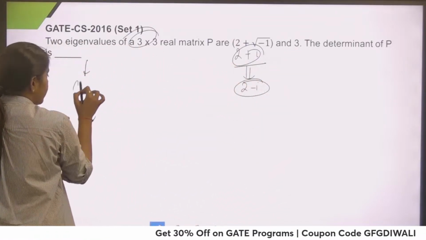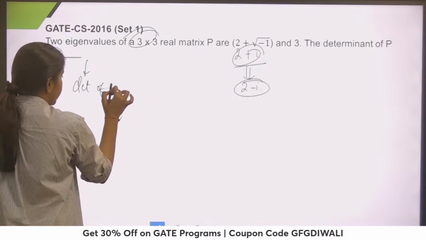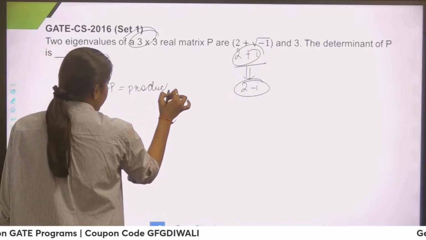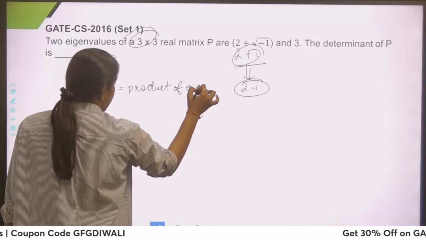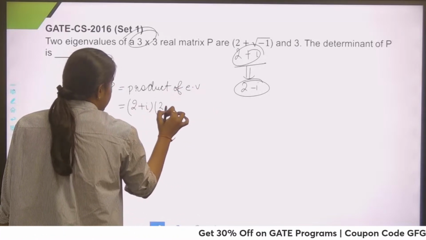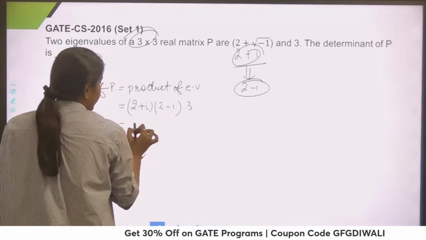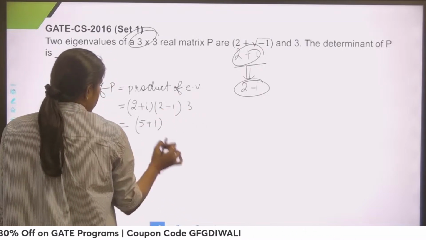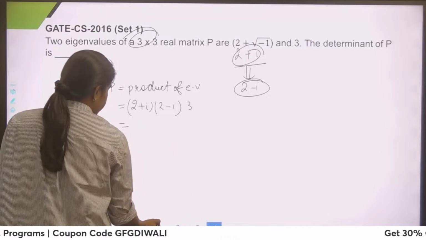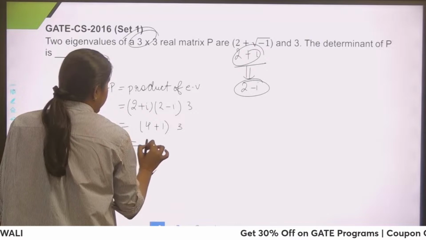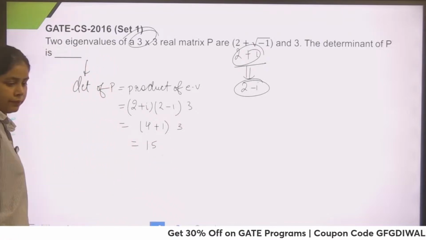Determinant of P would be the product of eigenvalues, and that would be (2 plus i), (2 minus i), and into 3. If you solve it, you would get (4 plus 1) and into 3. That would give you 15 as an answer.